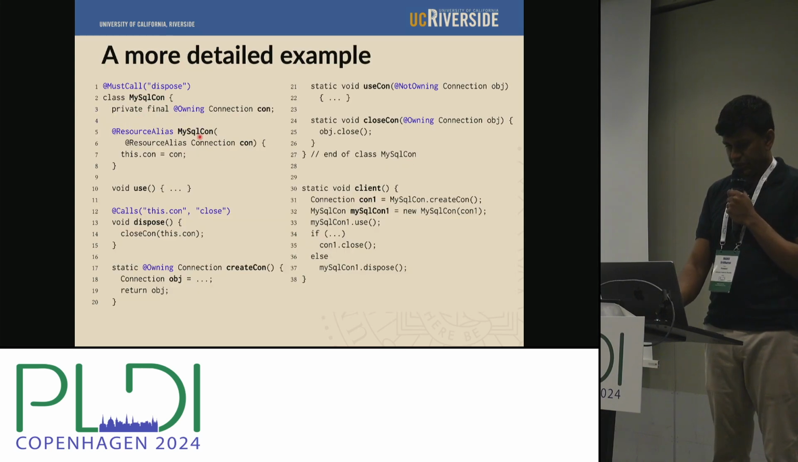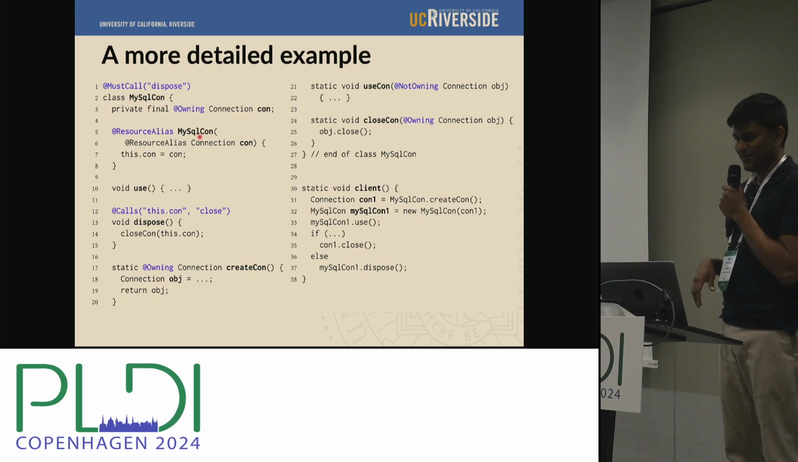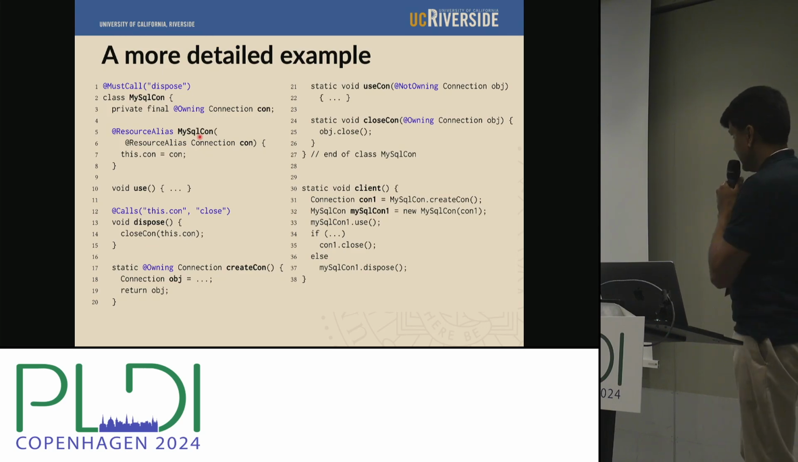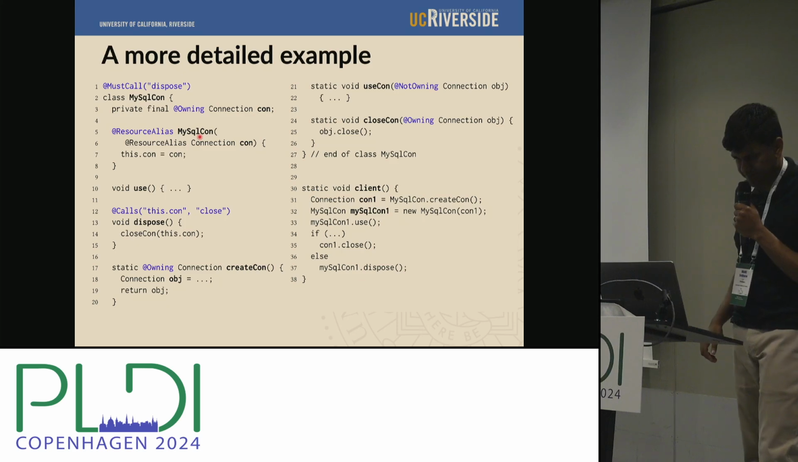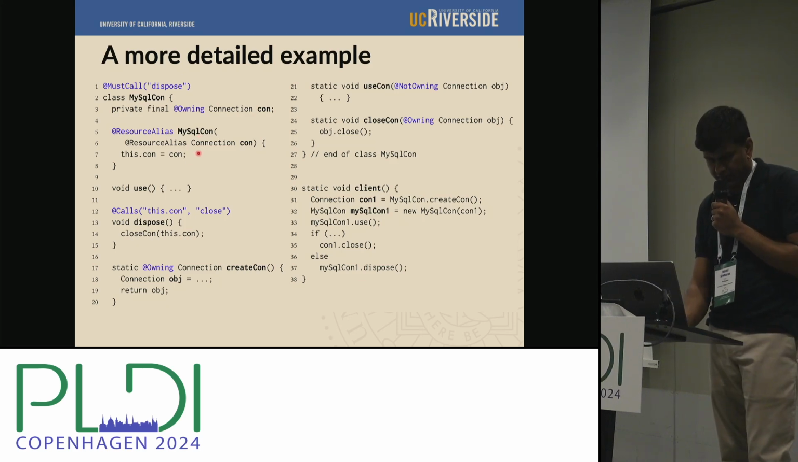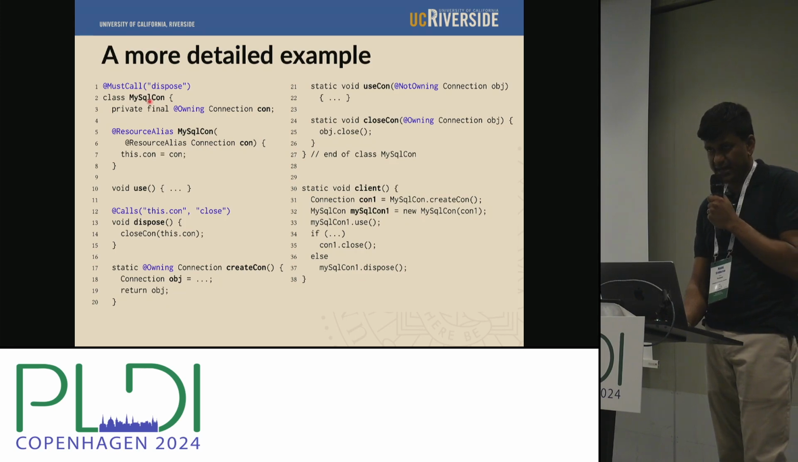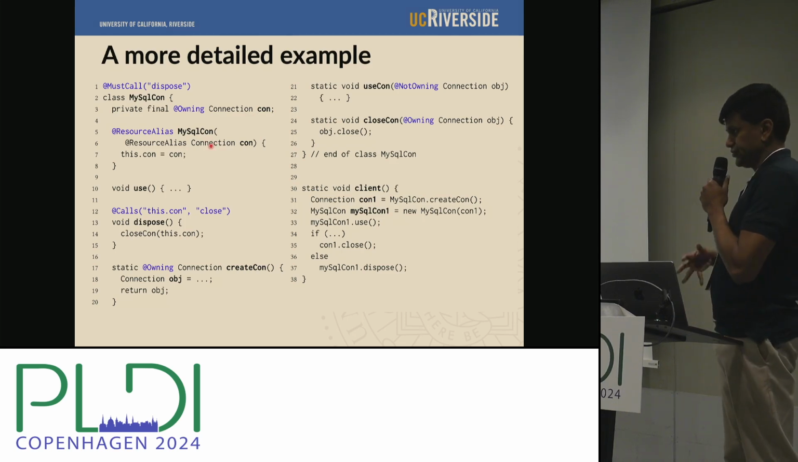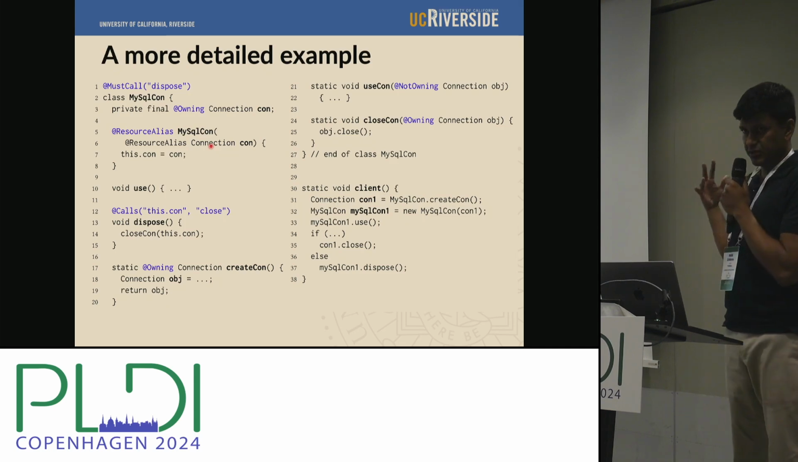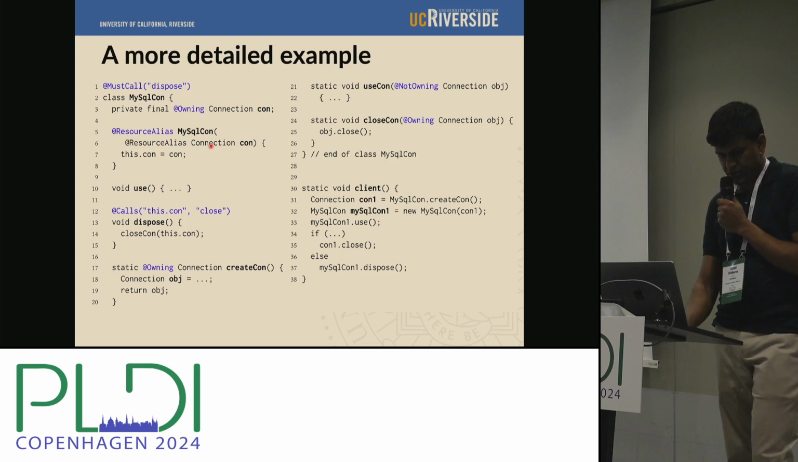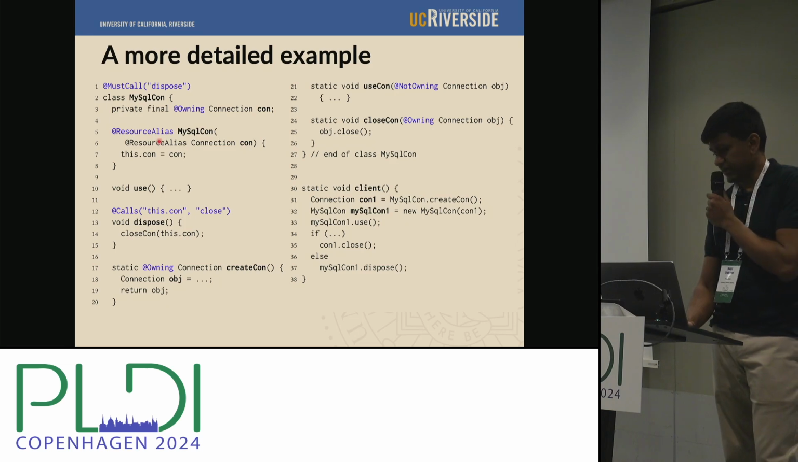And let me show a more detailed example, though again, I welcome questions at any time. I hope the font size is readable, but basically I have this class, MySQLCon, which is wrapping one of these connection objects, right? So let's assume a connection object is something that you need to close. It's like a database connection. So here, we're wrapping it, and we write these resource alias annotations on the constructor that tell clients that if you create a wrapper around a connection, you can close either of them, right?